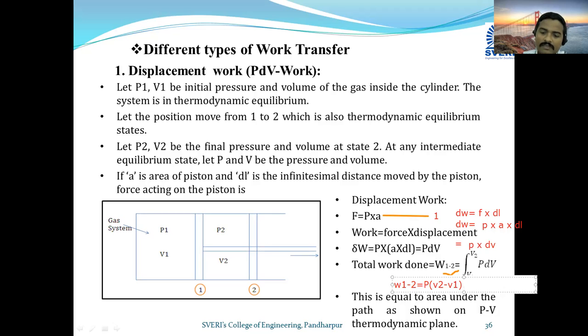That is the final equation. W1 to 2 is equal to P into bracket V2 minus V1. Got it? सर्वांचे इक्वेशन असेल W1 to 2 is equal to P into bracket V2 minus V1. Got it everyone? Yes, sir. Okay.